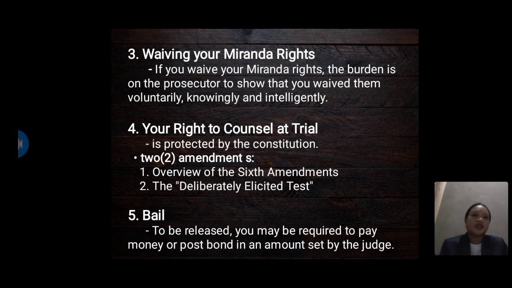Fourth is your right to counsel or a trial. It is protected by the Constitution. So we have two amendments. So the overview of six amendments and the deliberately elicited test.